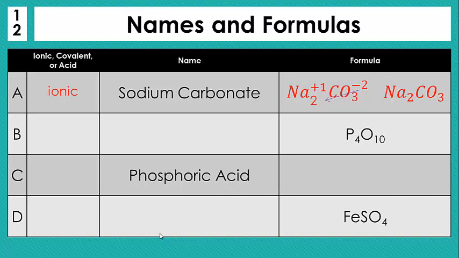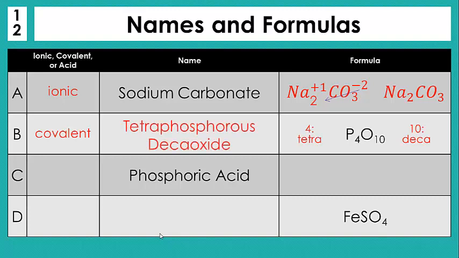Next I have P4O10. So this is going to be covalent because I have 2 nonmetals, phosphorus and oxygen. So whenever I name these, I use my prefixes. So the prefix for 4 is tetra, and the prefix for 10 is deca. So this is just tetraphosphorus decoxide.